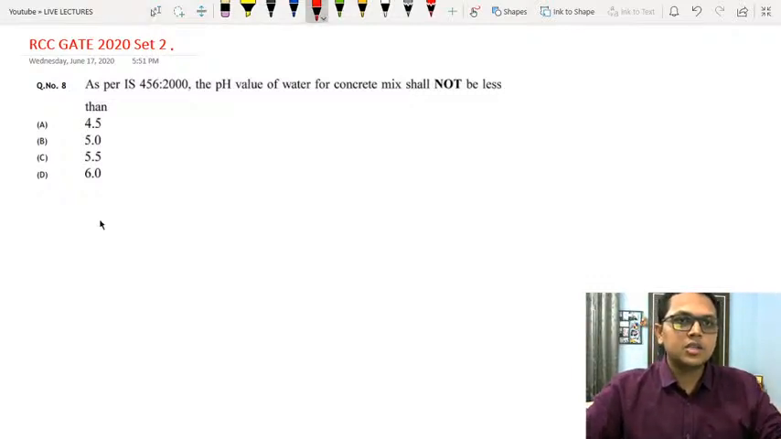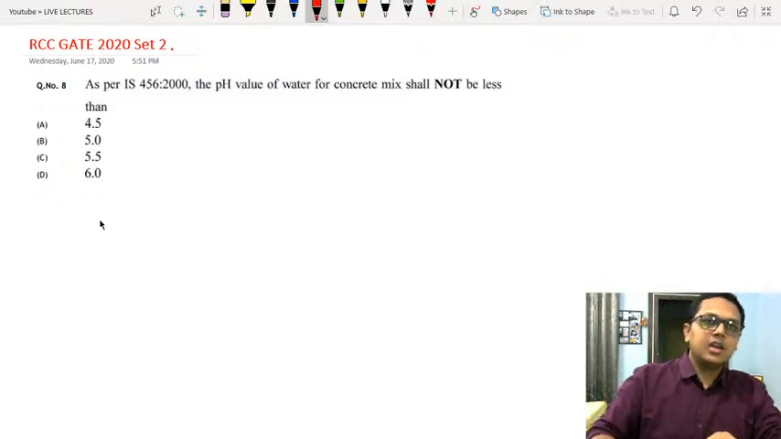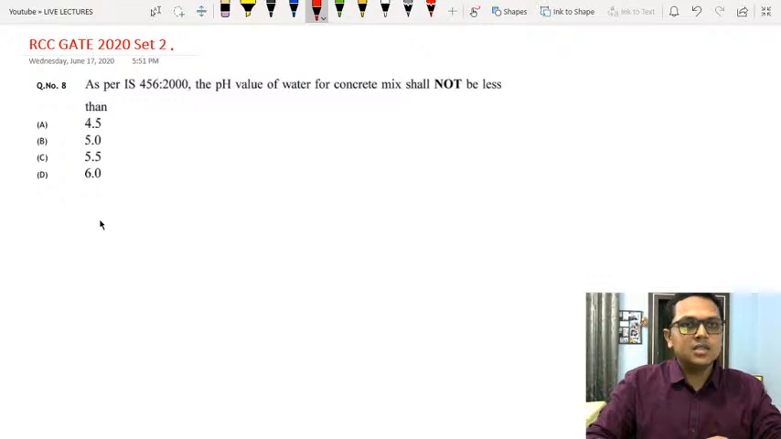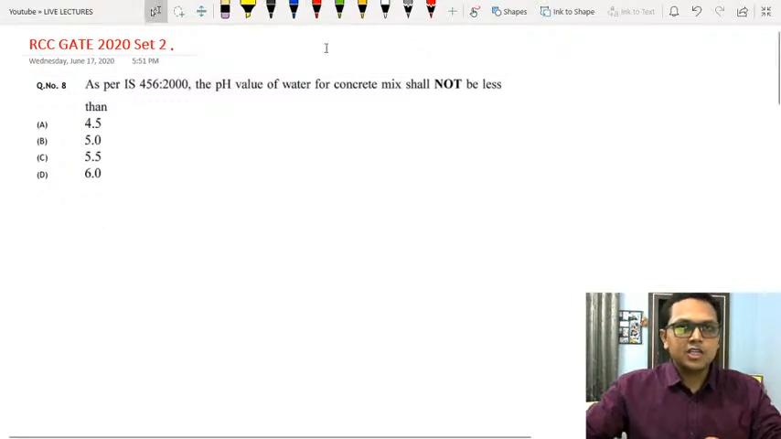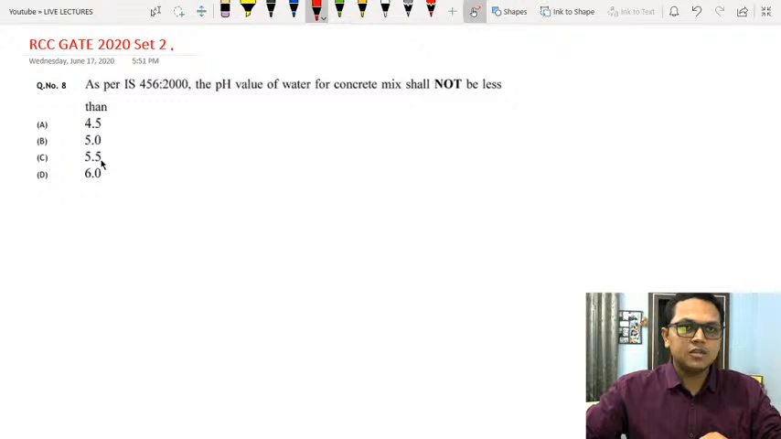So, the first question from the subject of reinforced concrete structure in GATE 2020 set 2 paper is: as per IS 456, the pH value of water for concrete mix shall not be less than. We are given four options. A option is 4.5, B is 5, C is 5.5, and D is 6. So what is the correct option to this question?